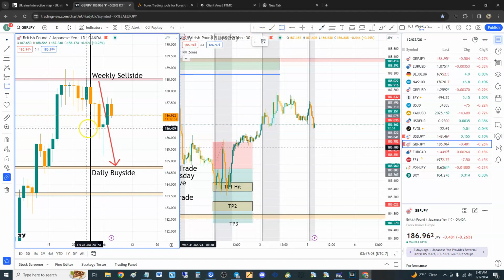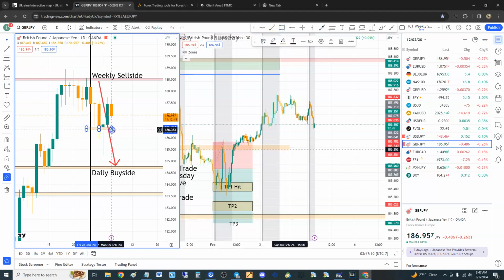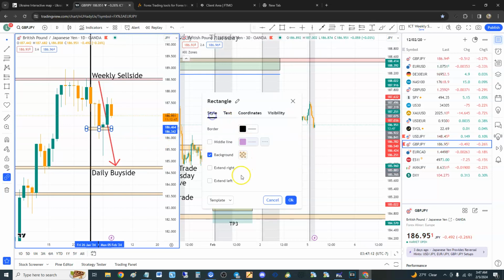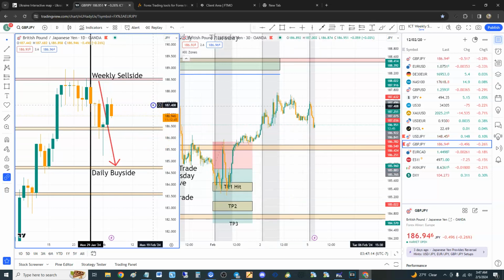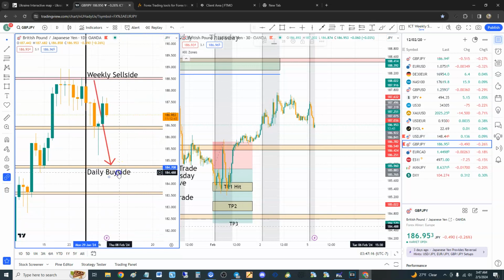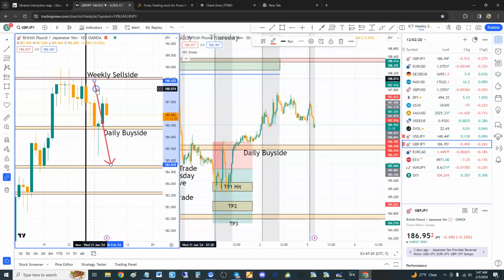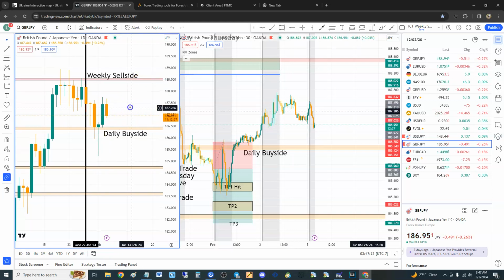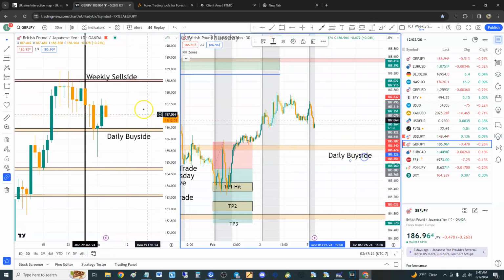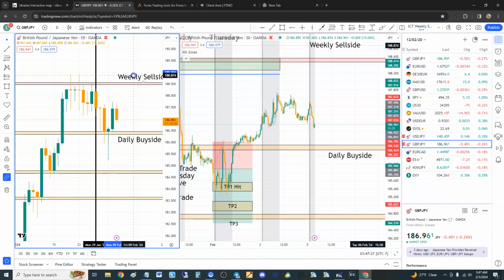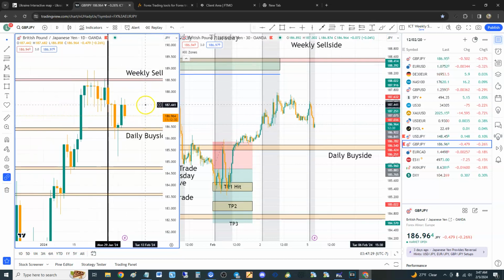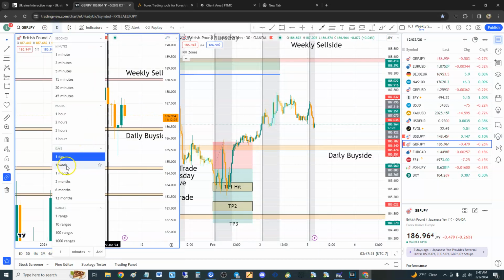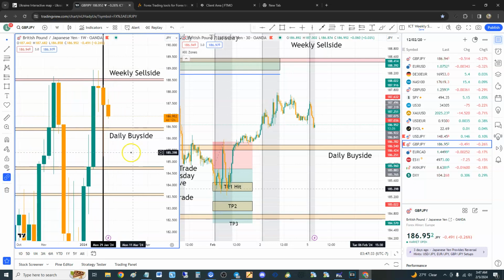Okay. So down here, if you notice, we have just created a support on the daily. All right. So daily buy side now is going to be here. We're going to move it now to here. We're going to get rid of this arrow here. So daily buy side is going to be down here now. We're going to keep the same weekly sell side up here. And I think that's the only thing that's happened on the daily chart. Let's take a look at the weekly chart. Weekly chart looks the same.